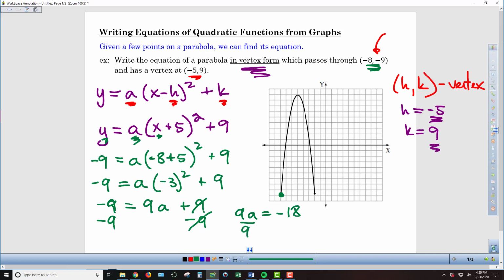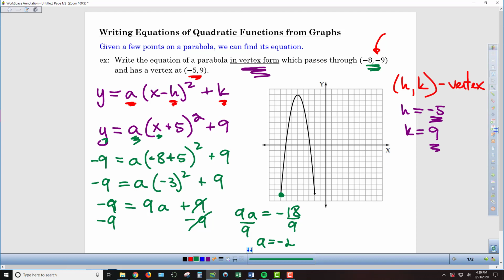And so now finally I'm going to just divide both sides by 9, and I'm going to get a is equal to -2. Now that looks about right to me as I look at this parabola. It's opening down, first of all, so I know that a has to be negative, and I can see that it's a bit steeper than the regular basic parabola.